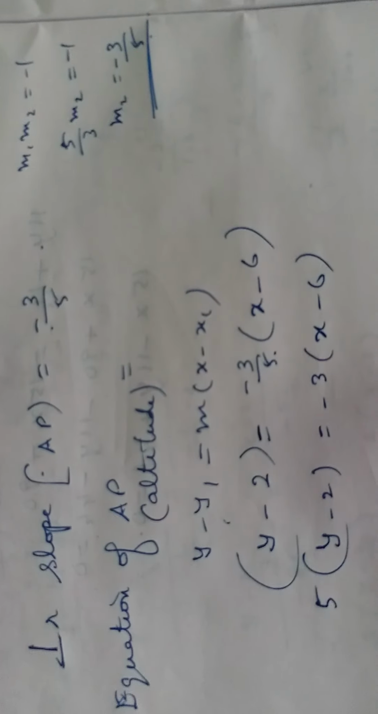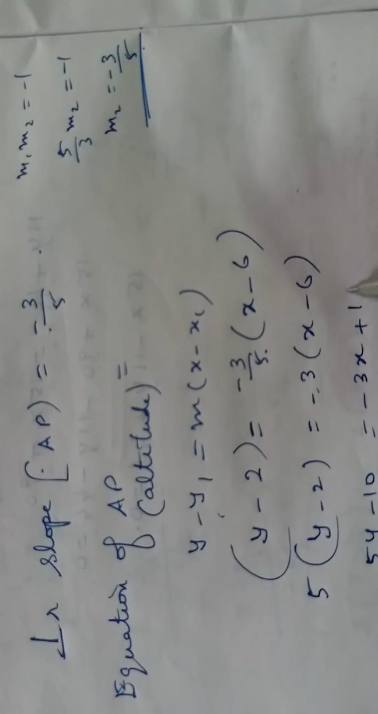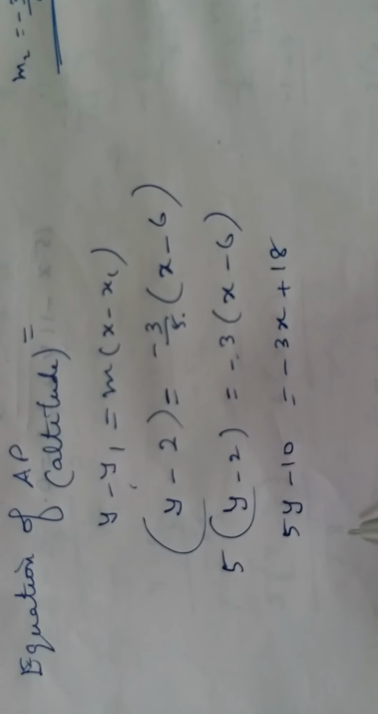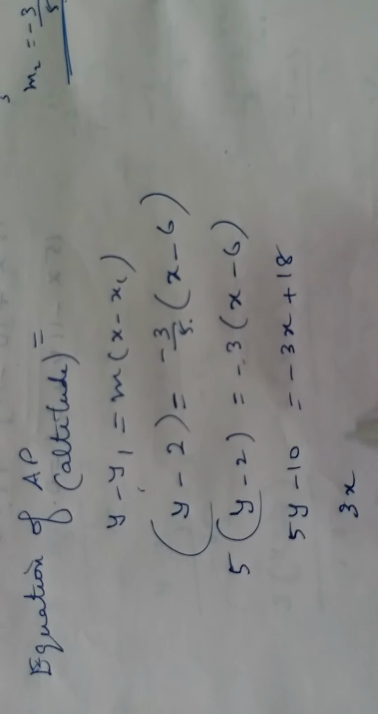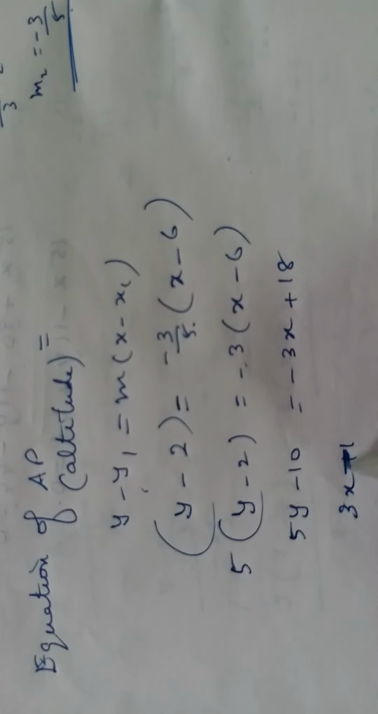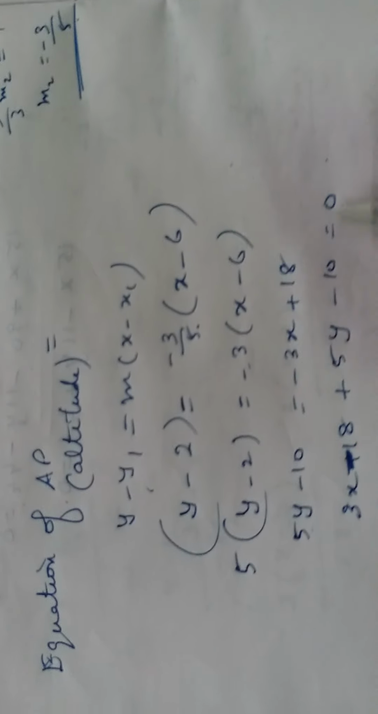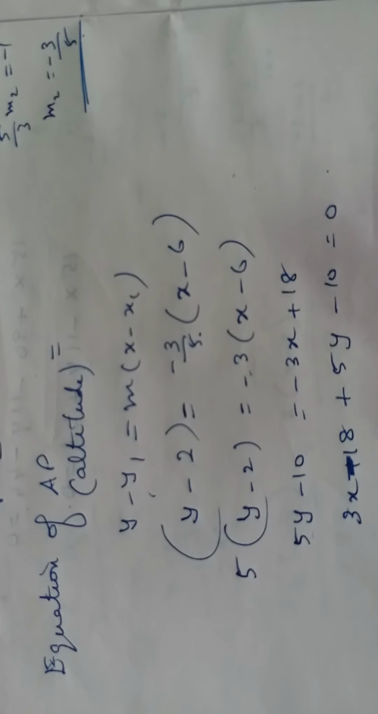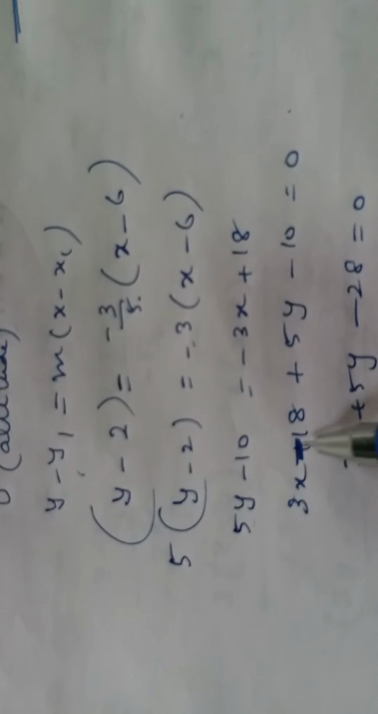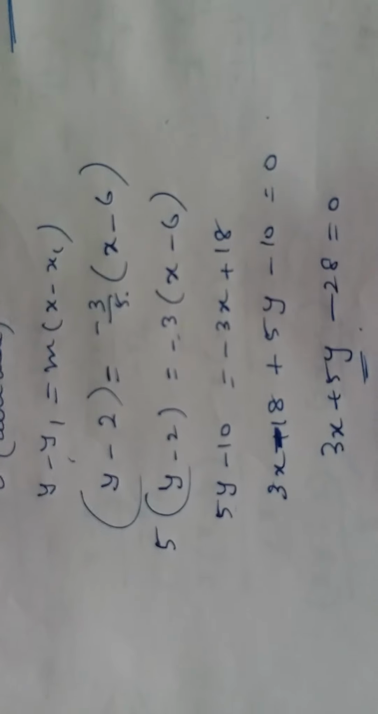So y minus 2, 5 you bring it this side, is equal to minus 3 into x minus 6. So 5y minus 10 is equal to minus 3x, minus into minus is plus, 3 sixes are 18. So bring it this side to make the x value positive. So 3x minus 18 plus 5y minus 10 is equal to 0. So 3x plus 5y, both are negative, so minus 28 is equal to 0. So this is your equation of altitude. Now 3x plus 5y, both are negative, I am adding up and I'm getting minus 28. So this is the equation for your altitude.